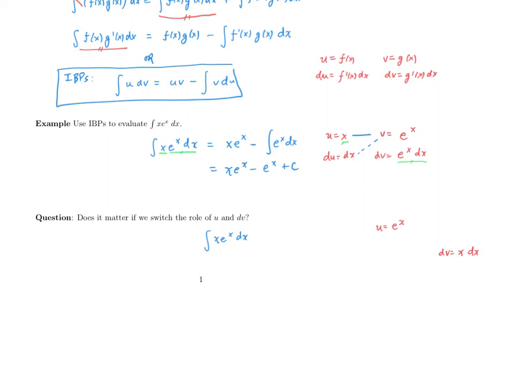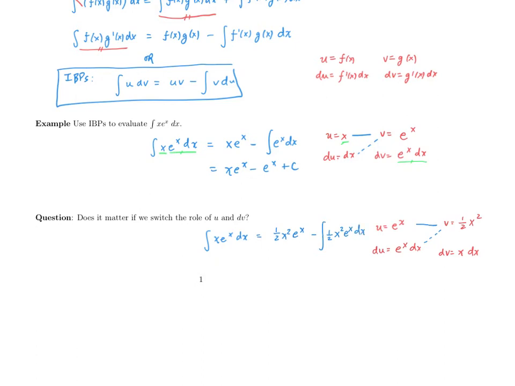So u can be differentiated to find du, and dv can be anti-differentiated to find v. Integration by parts tells us uv minus the integral of v du. So that would be 1/2 x squared e to the x minus the integral of v du. 1/2 x squared e to the x.